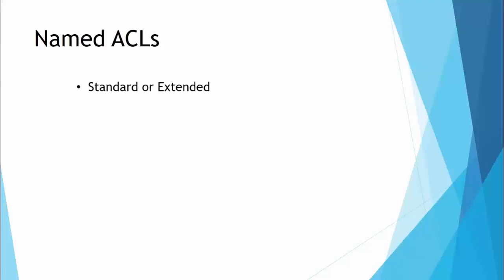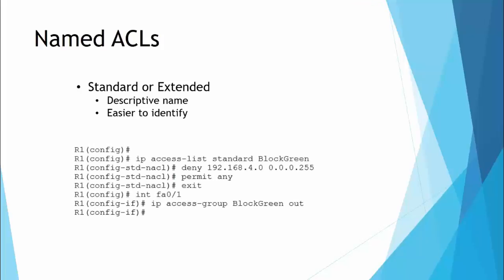Named access lists can be used for both standard and extended ACLs. From a functional standpoint, they perform exactly the same as a numbered ACL. The primary difference is that they are identified by a name rather than a number. This can make it easier to manage a network containing a large number of ACLs. Configuring a named access list is slightly different than a numbered. Instead of beginning the command with the access list keyword, we use the IP access list keyword. Then we must specify whether it will be standard or extended. Lastly, we choose a descriptive name for the list.